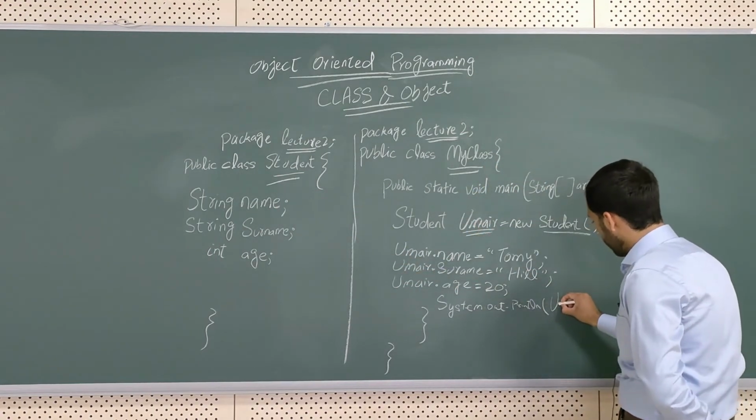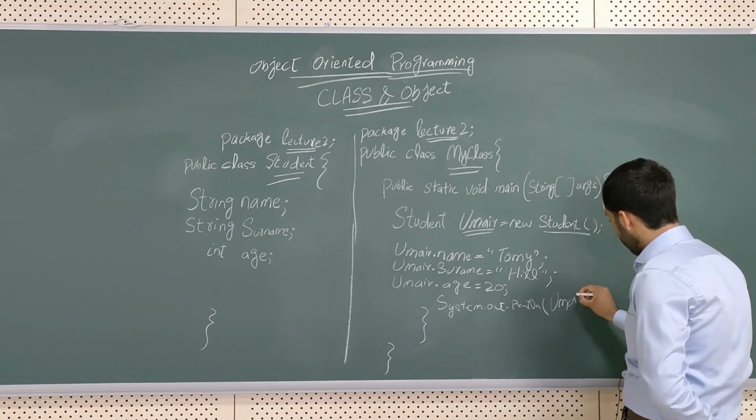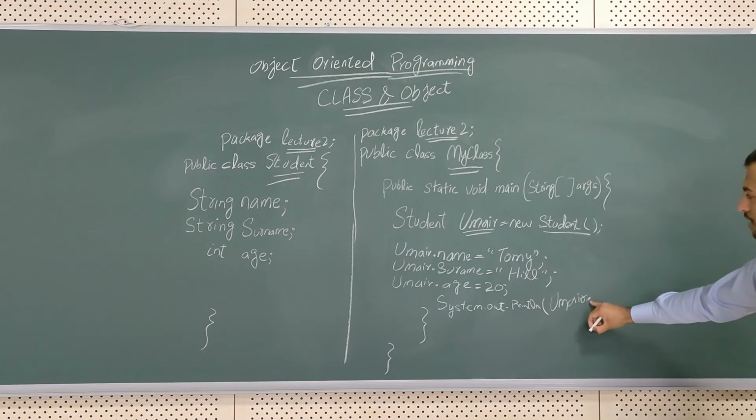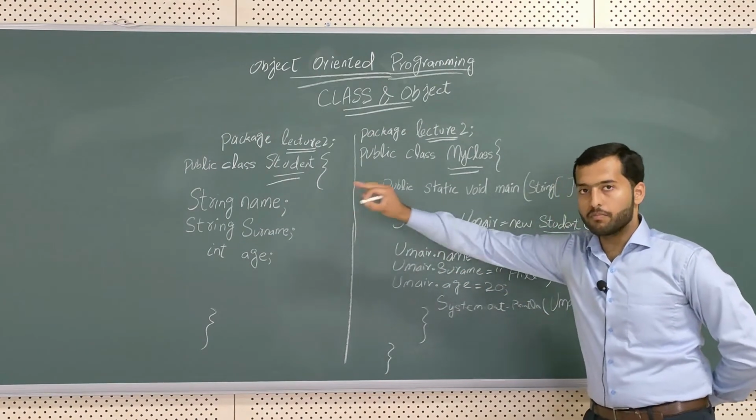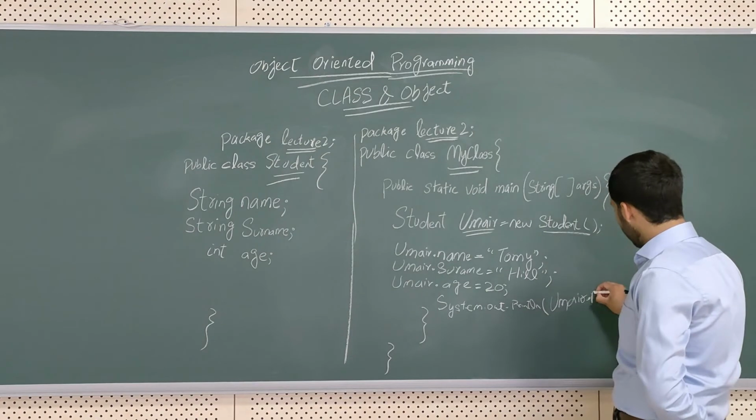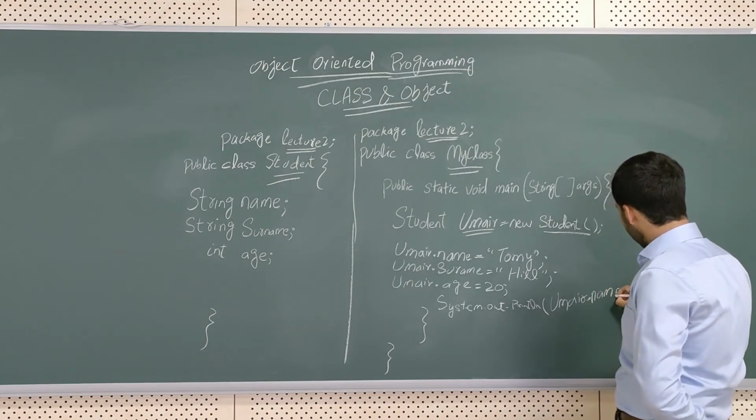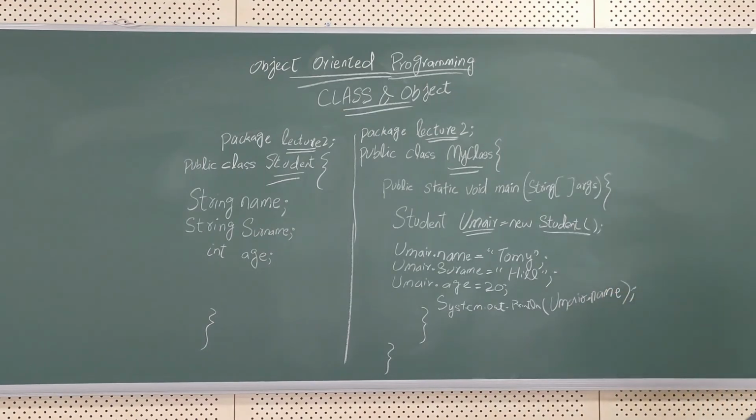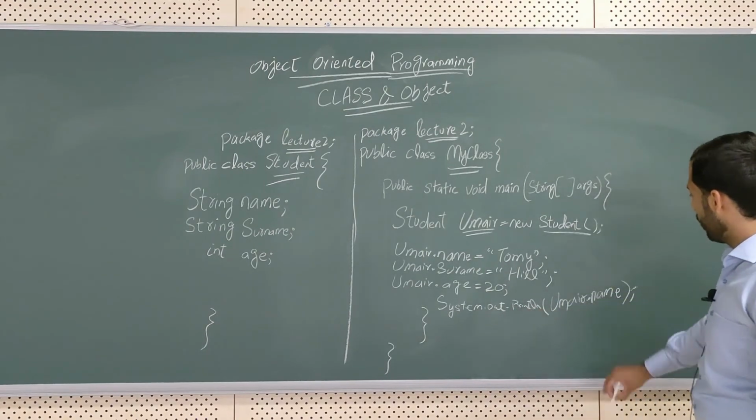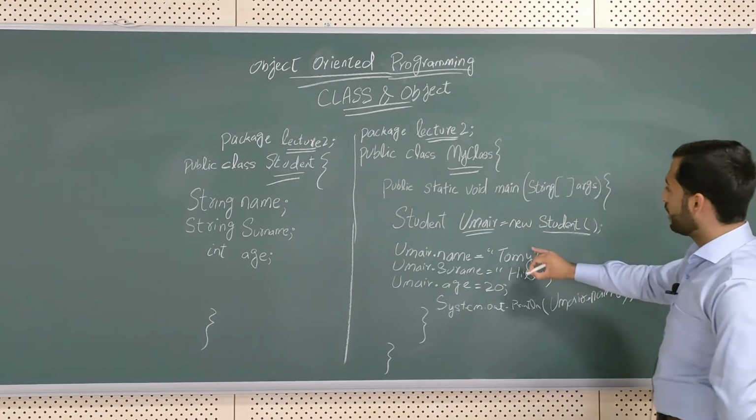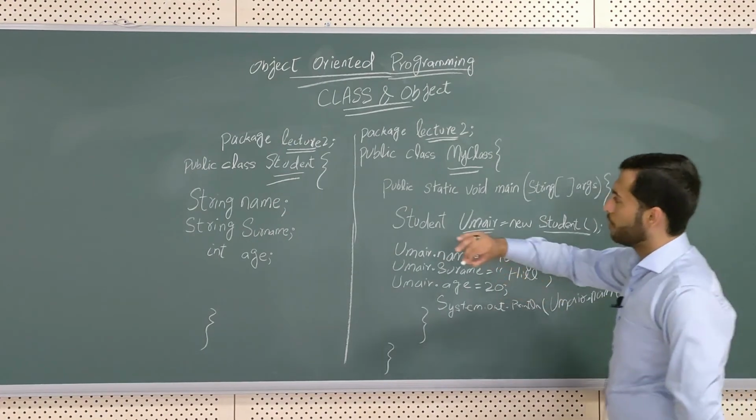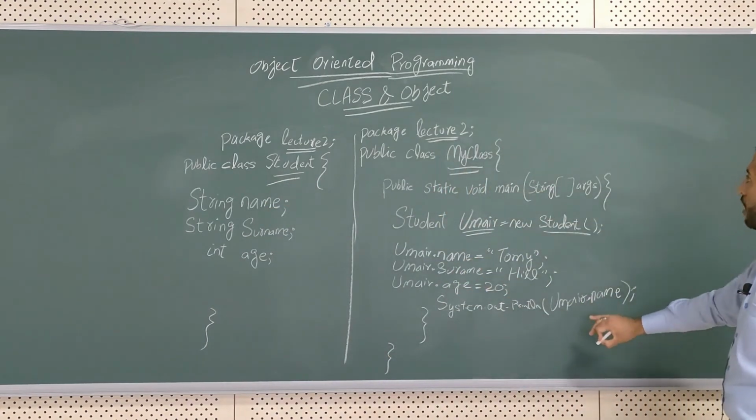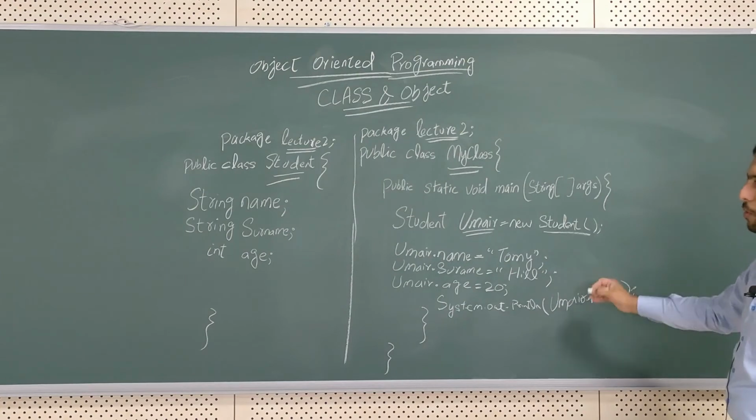I will write Umair, then dot. When I use the dot, I can select the name variable. I will write name. For now that's enough. So I can write System.out.println(Umair.name). It will print that name, which is Tommy, because that name was already assigned to this variable. It will print in the output. You can see the name is Tommy.